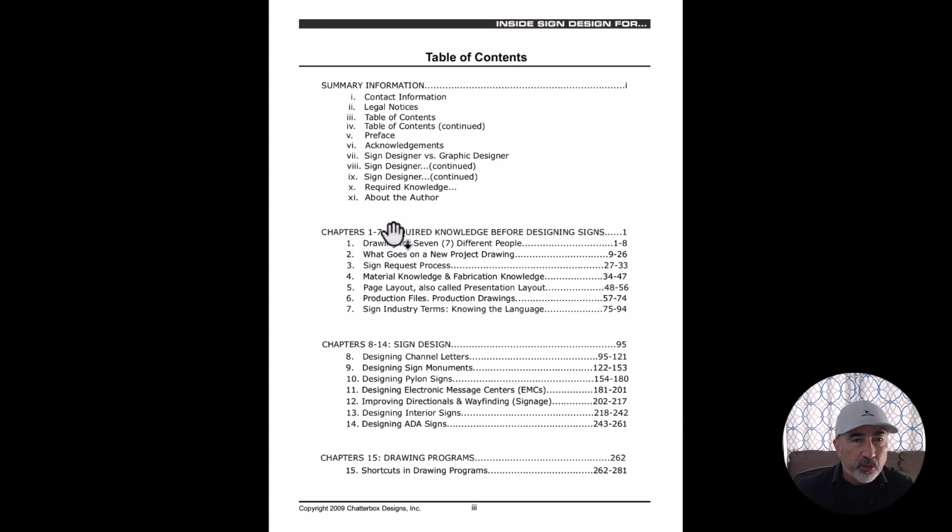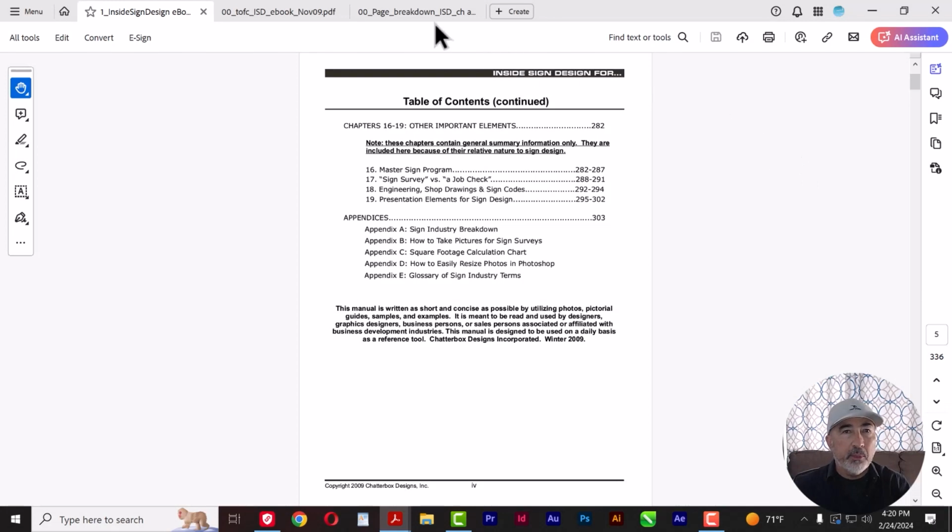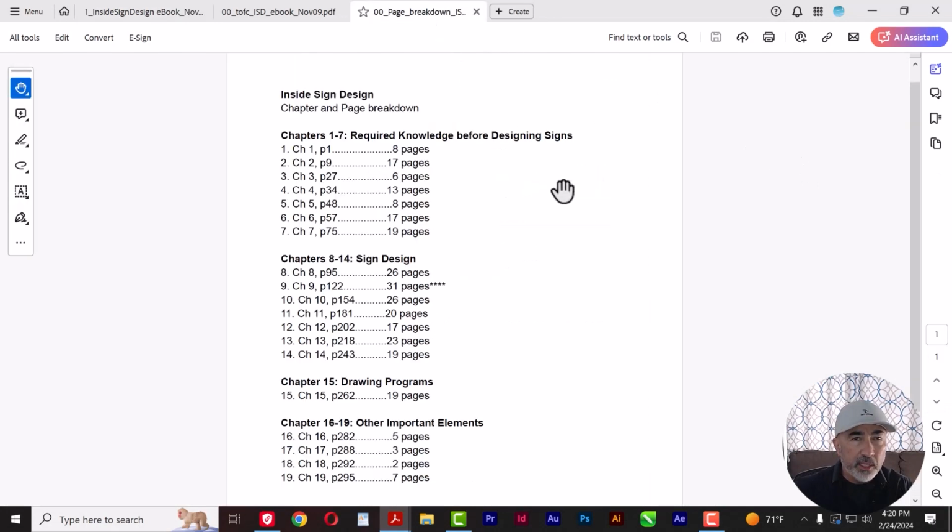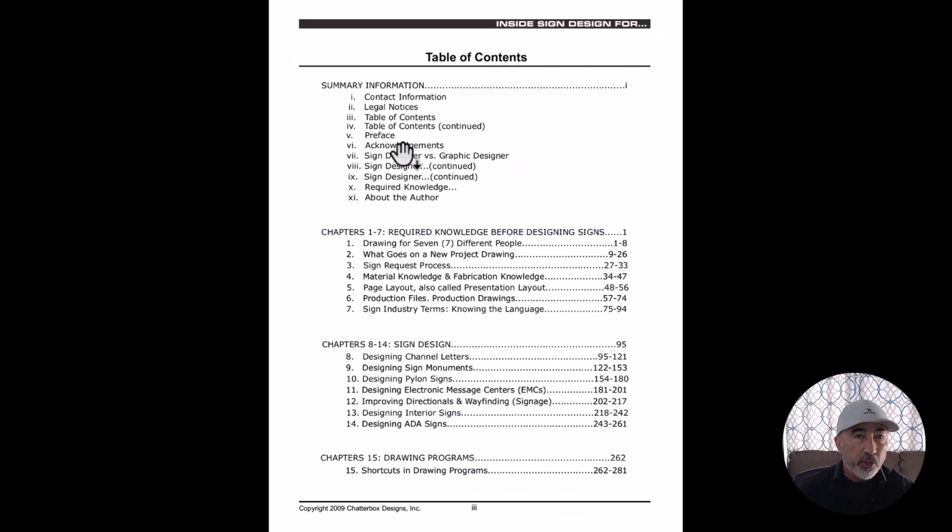So chapters 1 through 7, required knowledge before designing signs. There's 7 different people that are going to see a sign drawing. Now when I say 7, sometimes it's 6, sometimes it's 5, sometimes it's 8, sometimes it's 9. So that 7 figure is a variable figure, but when you read that chapter, and it's, let's see how many pages it is, chapter 1 is 8 pages. The more you do sign design, you'll see that there's different people involved with reviewing a drawing.